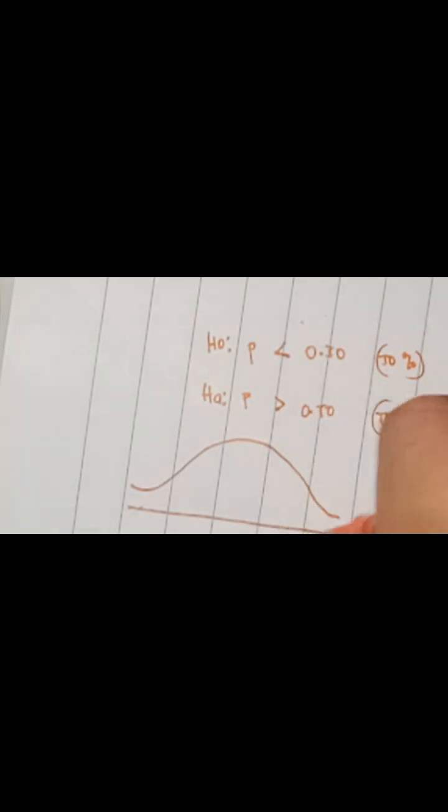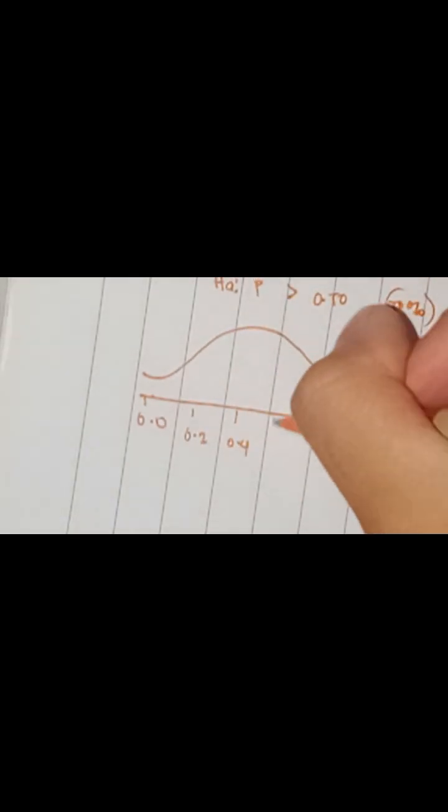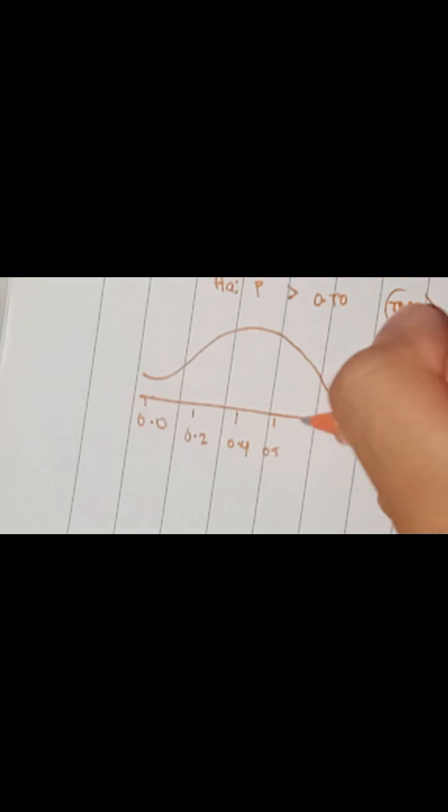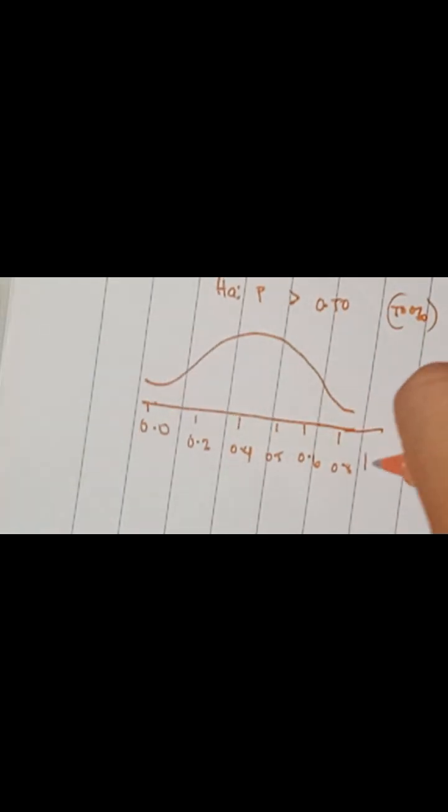So to sketch first the null hypothesis, let's draw the normal curve or bell shape. So it is 0.0, 0.2, 0.4, 0.5, then 0.6, 0.8, and 1.0.